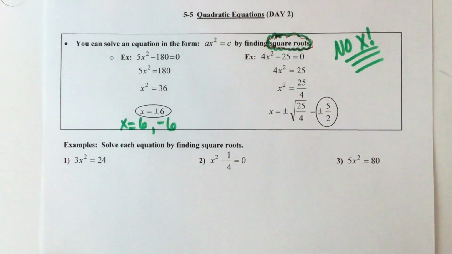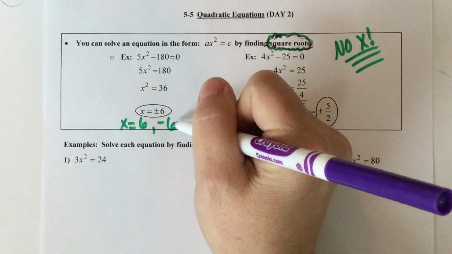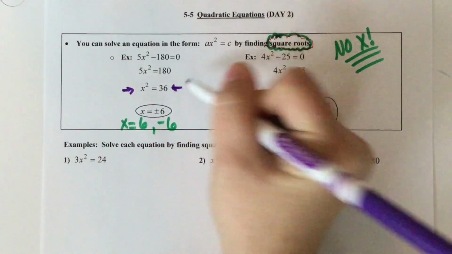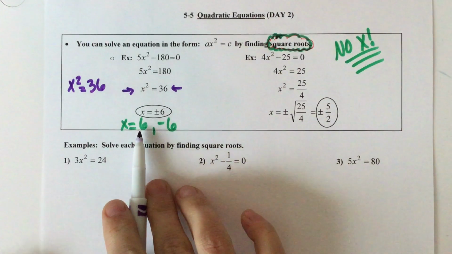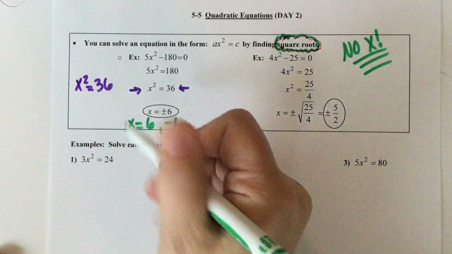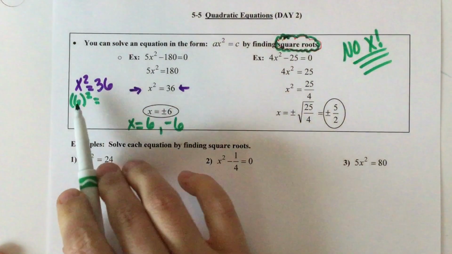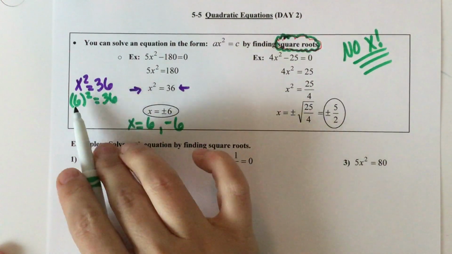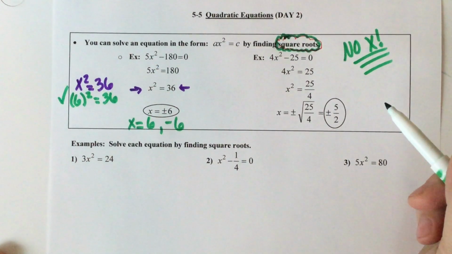Okay, so I want to show you why there are two answers. I'm not working through the problem yet, but I want to show you why two answers work. If I go back to this step right here where it says x squared equals 36, let me just write that over here. I want to show you that this answer works and so does this one. So I'm going to take my positive 6 and plug it into x. And I want to know if 6 squared makes 36. Does 6 times 6 make 36? Yes, it does. So that's why a positive 6 works.